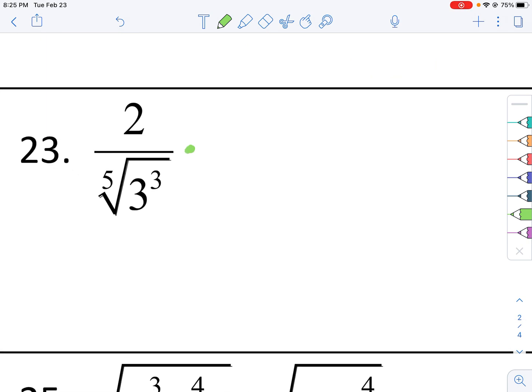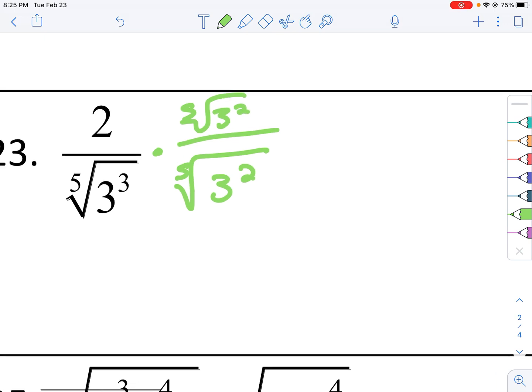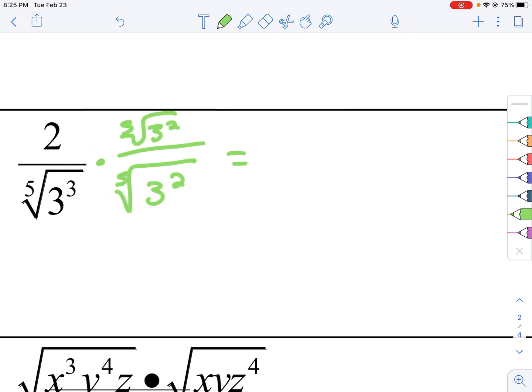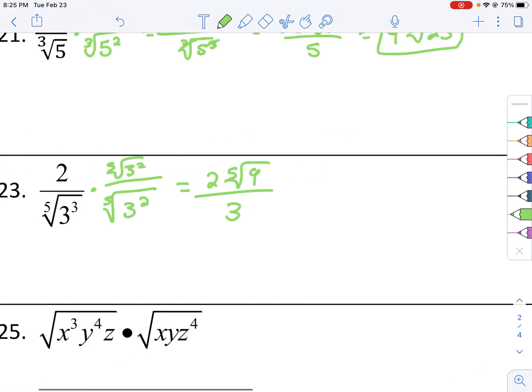Alrighty, this next one, so this is fifth root of 3 cubed. So fifth root, we need to multiply by 3 squared. Fifth root, 3 squared. So that gives us 2 fifth root of 9 over, this is going to become 5, so we'll just have 3 in the bottom, right? And that's as far as we can take that one.